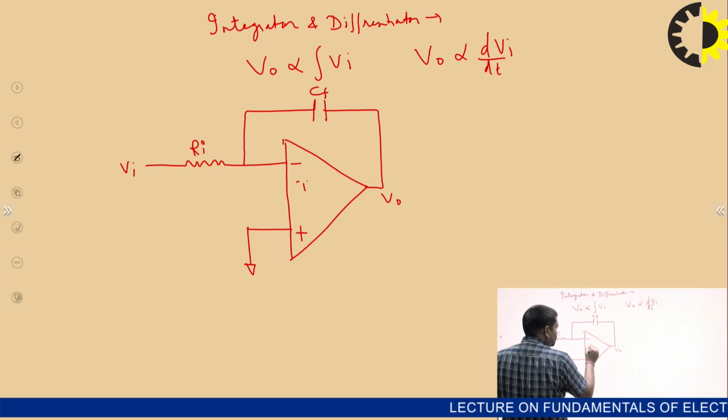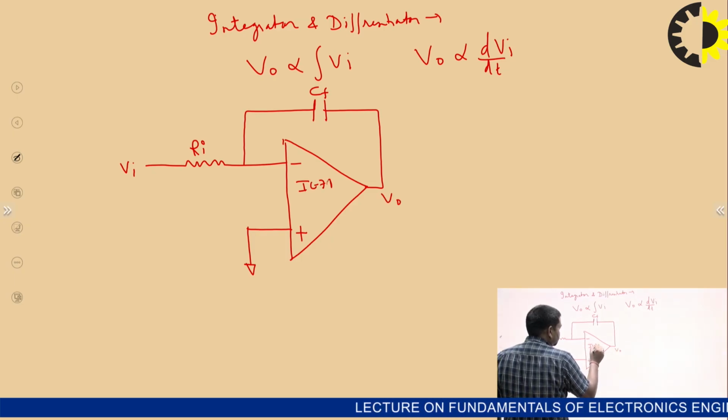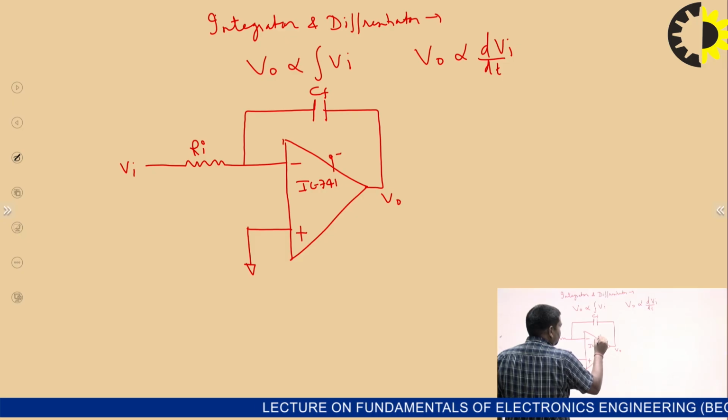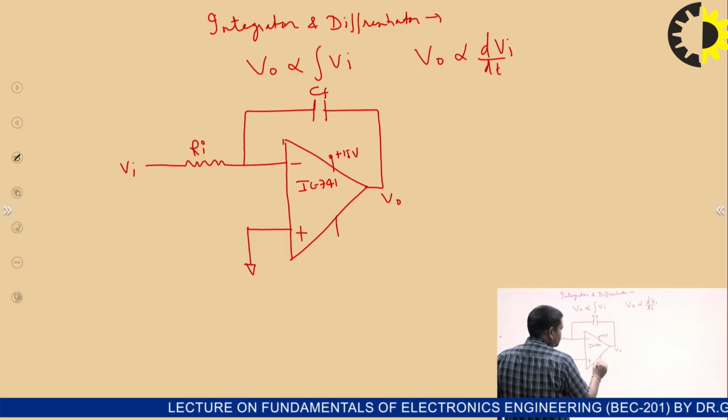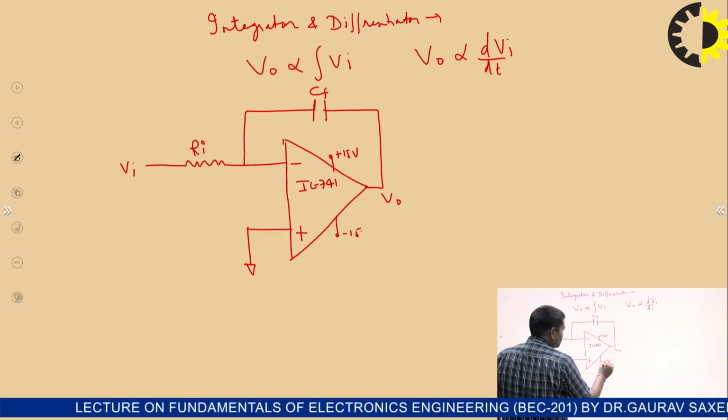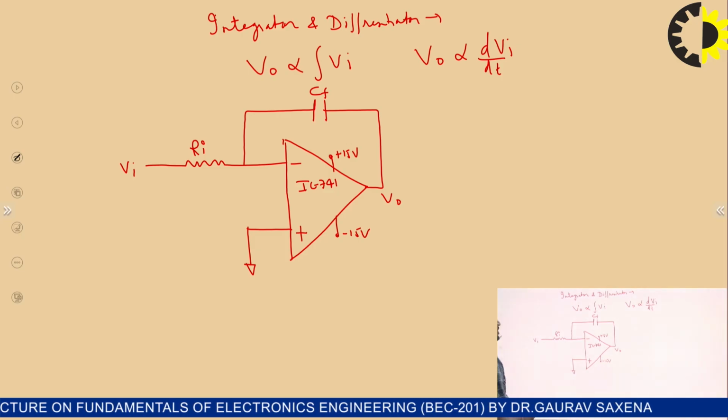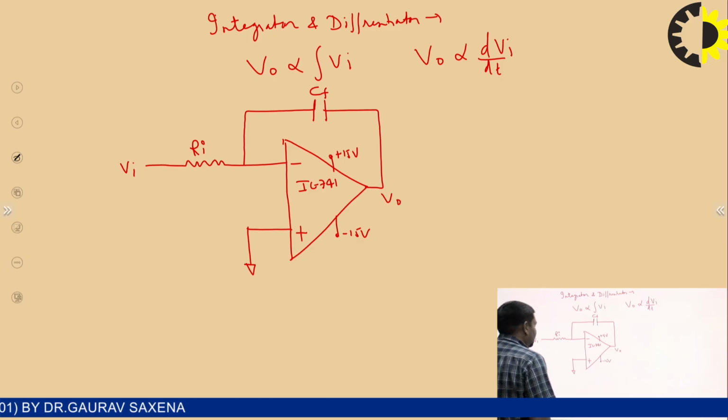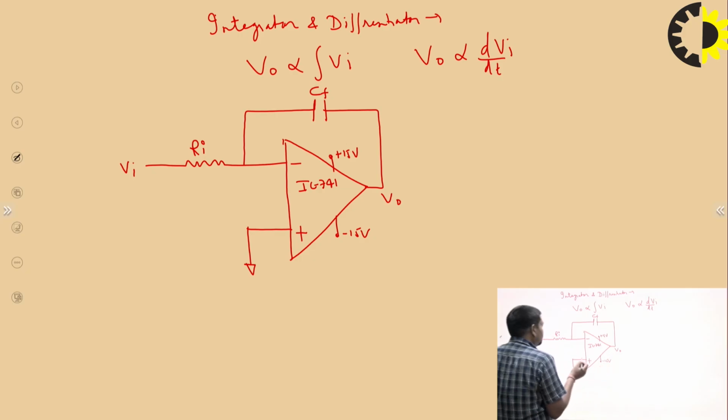This is an IC 741, and this is the plus 15 volt biasing and minus 15 volt. So how do we establish a relation between the output and the input voltage if the op-amp works as an integrator? How do we do it? Same as before, the op-amp should be ideal, and the bias current should be 0.